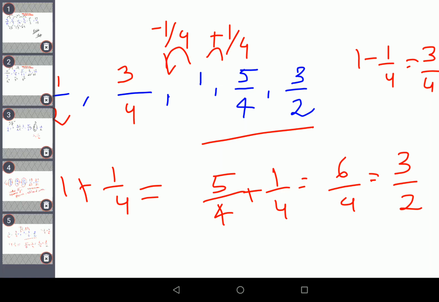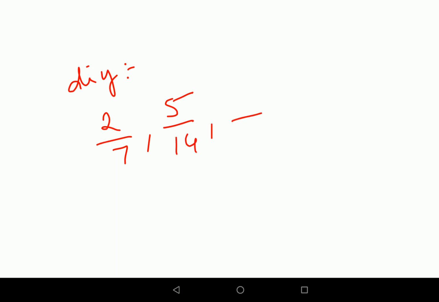Now coming to DIY, I want you to tell me what will be the two fractions that follow 2 upon 7, 5 upon 14, and then there is 8 upon 21. So do let me know the next two fractions which are being followed for this one.